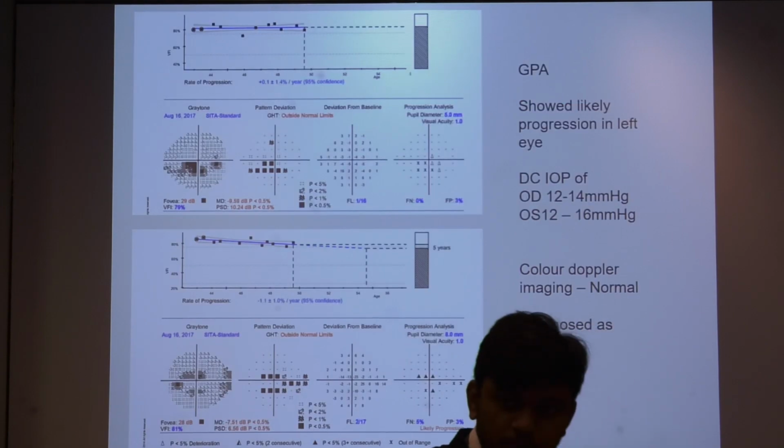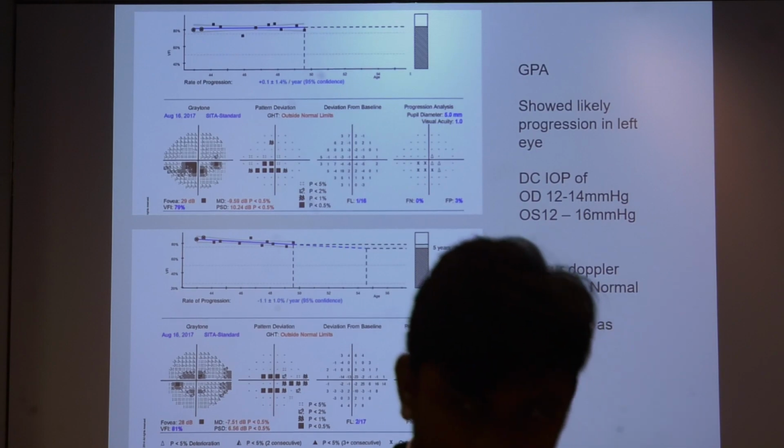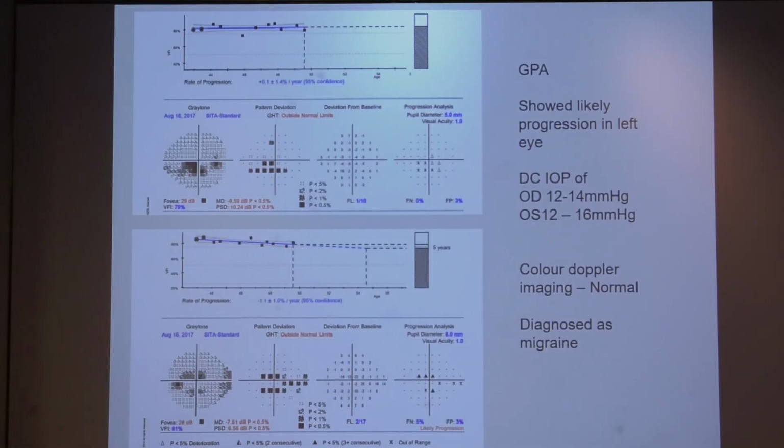In long-term follow-up, it was found that this patient did not progress in the right eye, while in the left eye there was likely progression in 3 or 4 points, as shown in the picture below. And we can see shaded triangles present quite near to the fixation, which were not present in the initial visual fields of the patient.